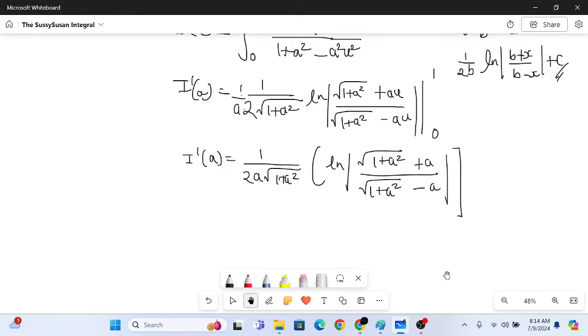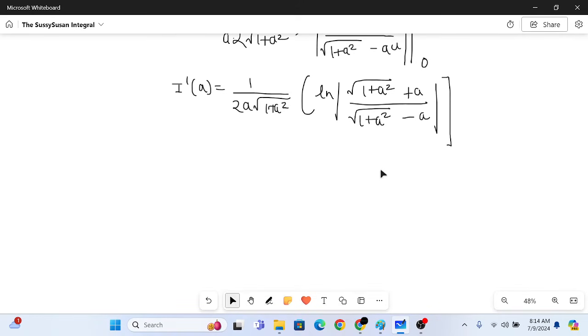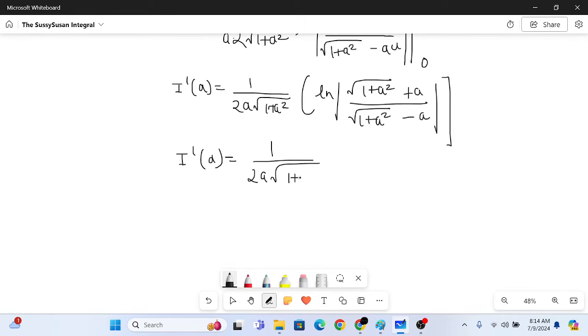Now I will try to make a slight simplification over here. If I multiply by square root of 1 plus a square plus a to both numerator and denominator, the denominator will rationalize, and so we get I dash of a as 1 by 2a square root of 1 plus a square, and then ln of this will be square root of 1 plus a square plus a whole square.